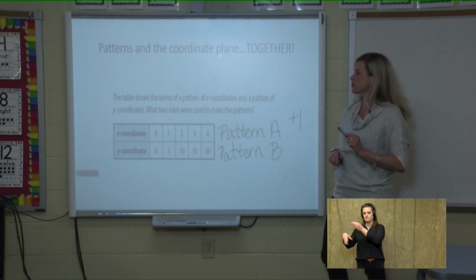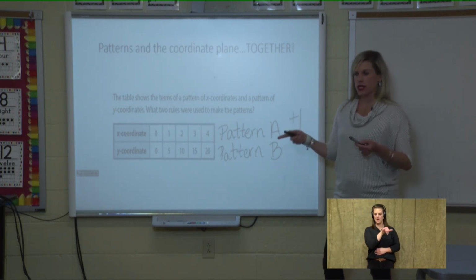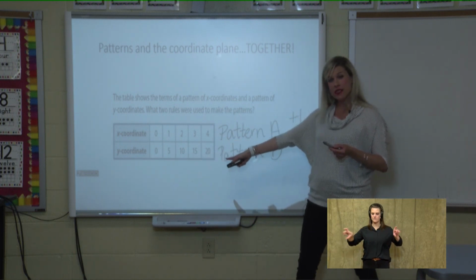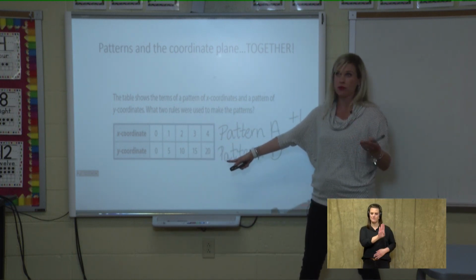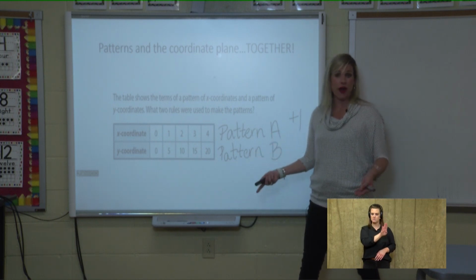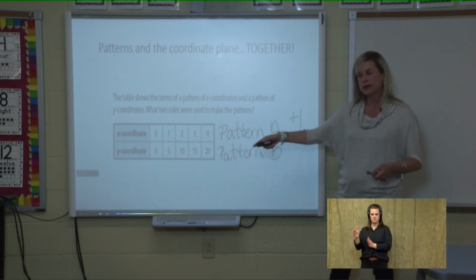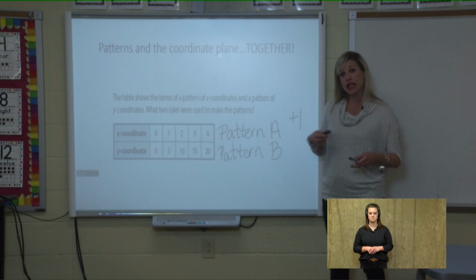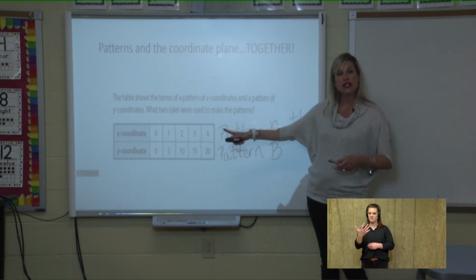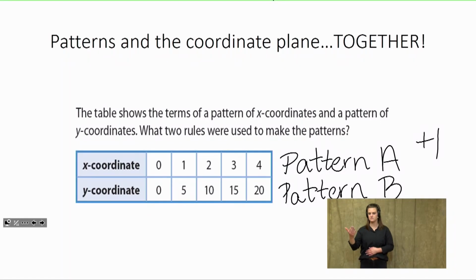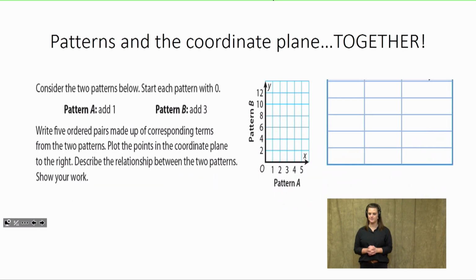We're adding 1. All right, for the y coordinate, just looking across at the second pattern, pattern B. Remember, B comes after A, just like Y comes after X. Looking at this pattern, do you know what that rule is? Yeah, it's adding 5, isn't it? Because we go from 0 to 5, 10, 15, 20. That's right, so we're going to put plus 5. So now we see that patterns can work with coordinate grids, and I'm going to show you just what that means. Let's take a look together.